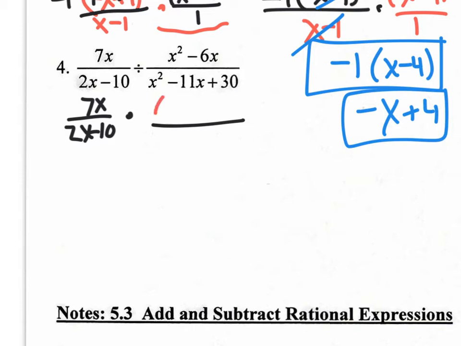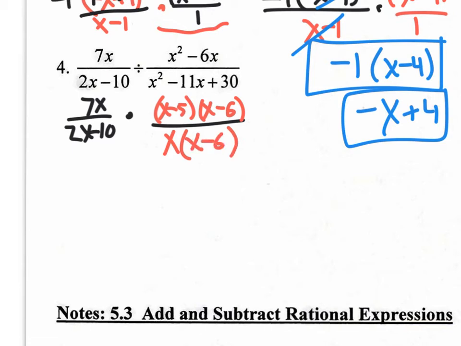So I end up with what? What times what is 30 that if I add together is negative 11? Negative 5 and negative 6. Okay? And if I factor this guy and rewrite in the denominator, what do I get? X on the outside, x minus 6 on the inside.